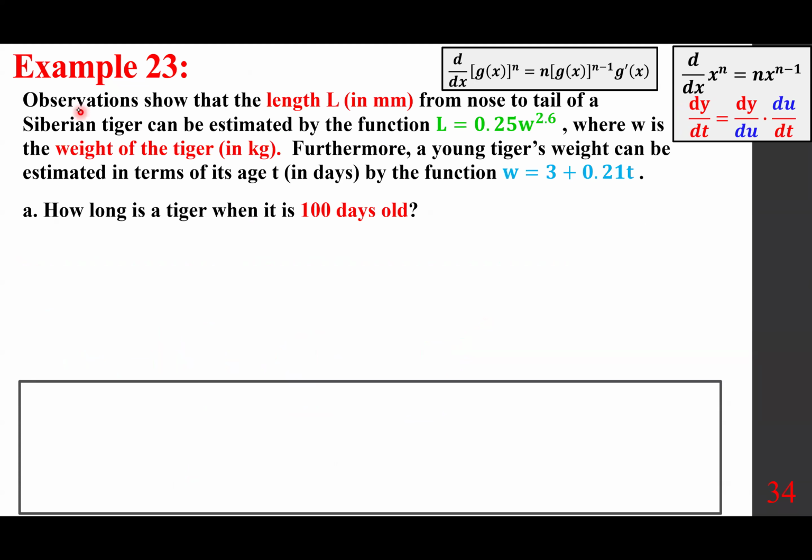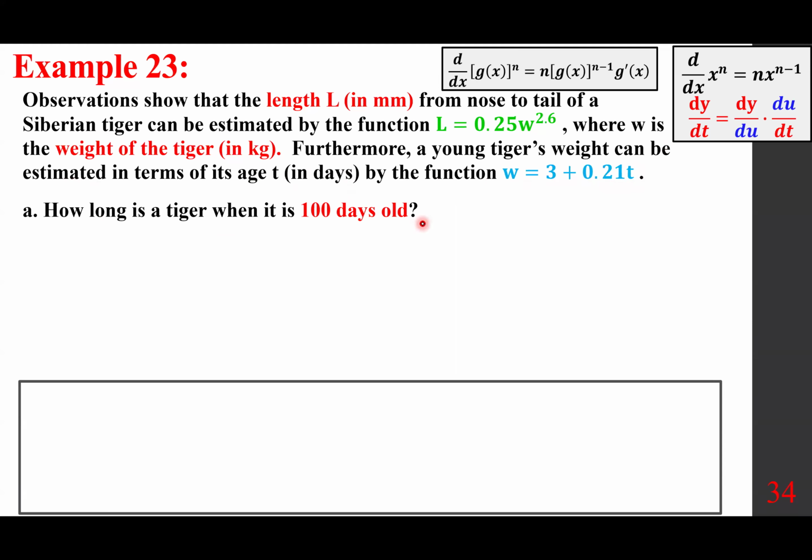Observations show that the length L in millimeters from nose to tail of a Siberian tiger can be estimated by the function L equals 0.25 W to the power of 2.6, where W is the weight of the tiger in kilograms. Furthermore, a young tiger's weight can be estimated in terms of its age t in days by the function W equals 3 plus 0.21 t. How long is the tiger when it's 100 days old?